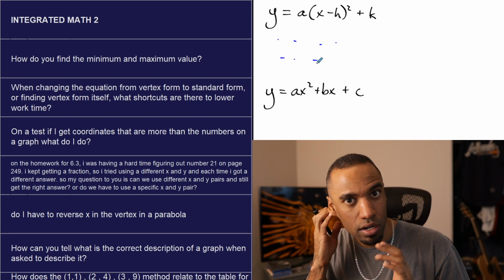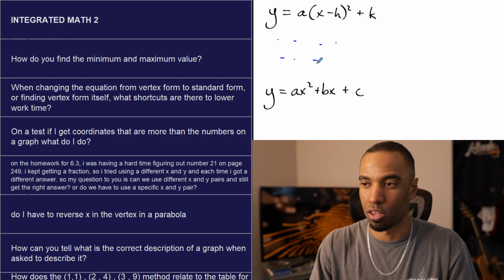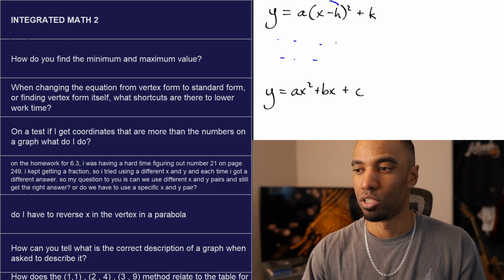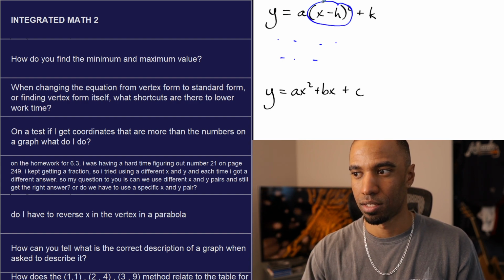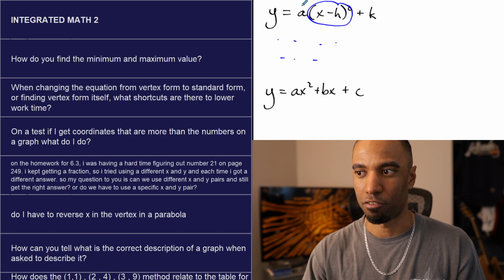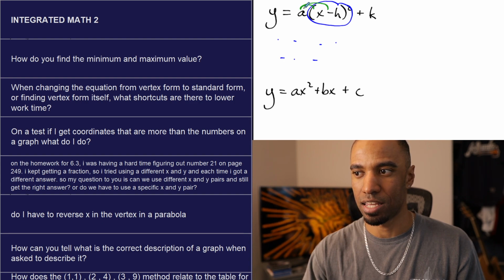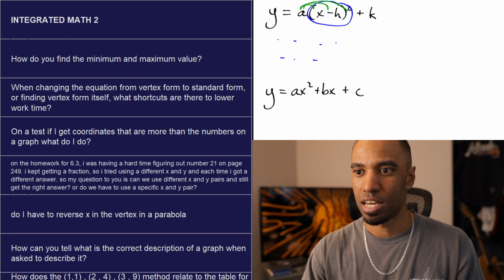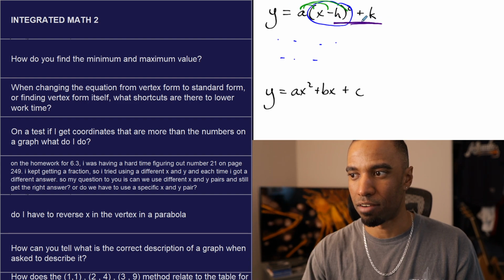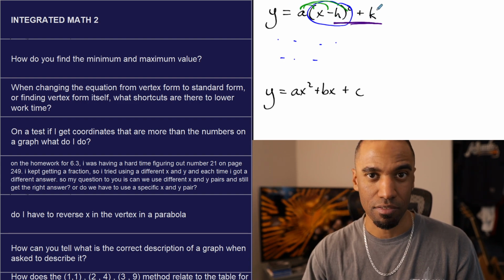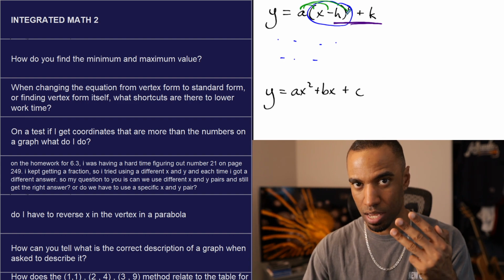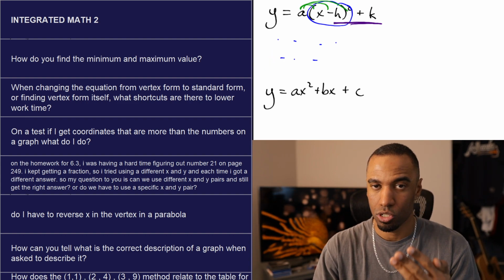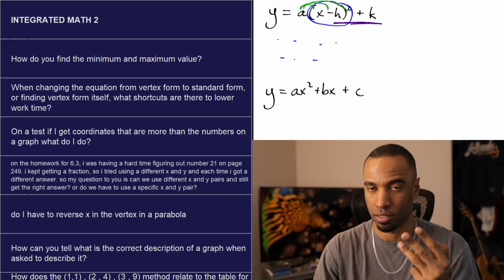The steps that occur are the following. You have to square this guy, and then after you get the trinomial out from squaring, you distribute the a into the 3 terms there, and then you combine like terms with whatever the constant is with that k value of your vertex. So there are 3 steps to go there. Now you have to do those 3 steps. There is no way around that.